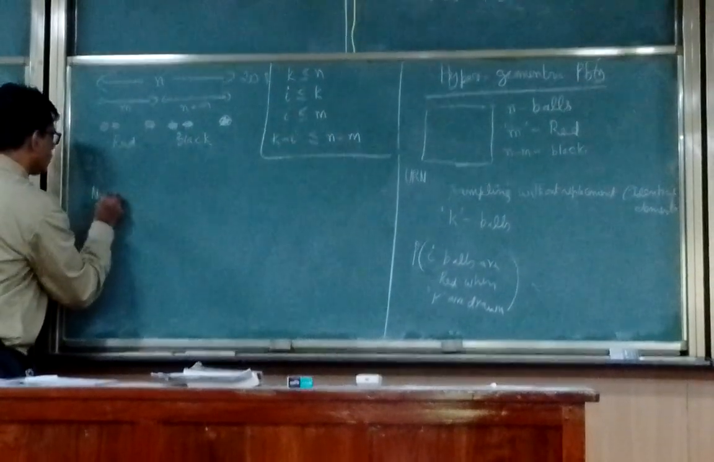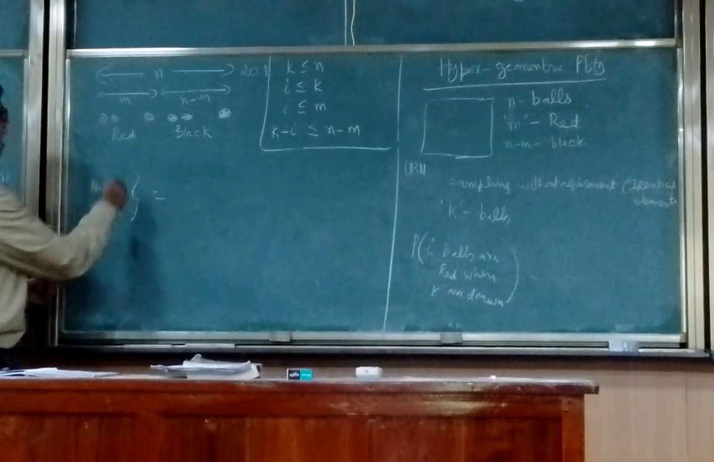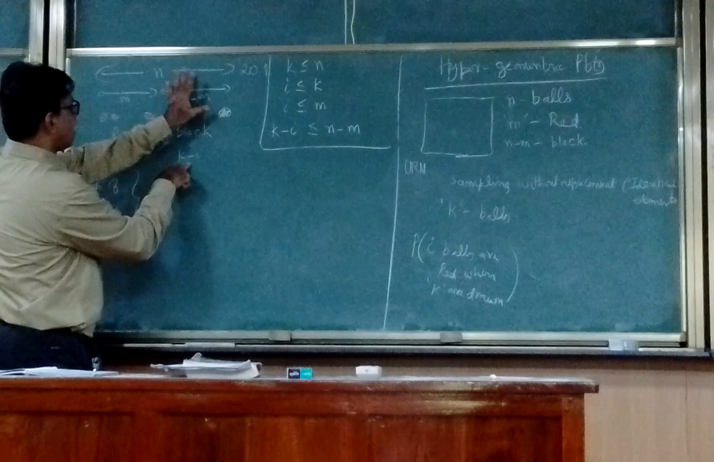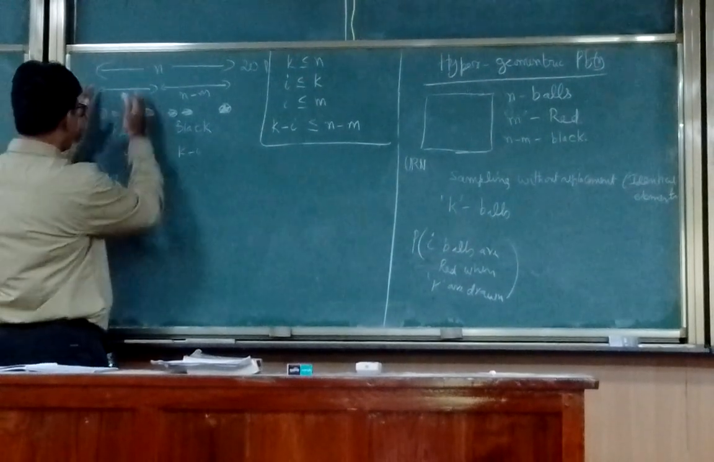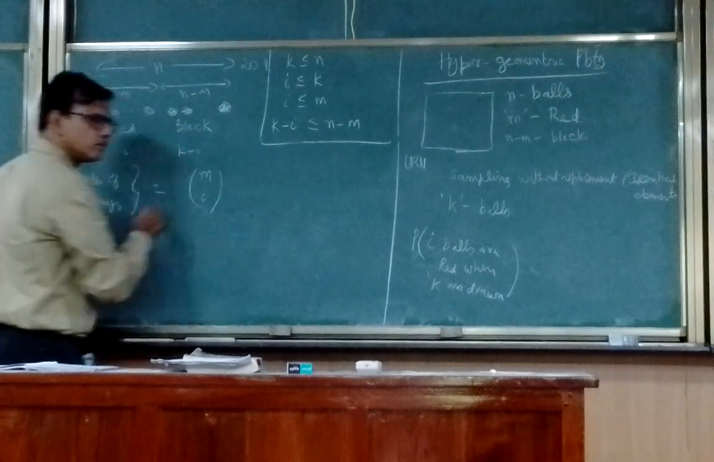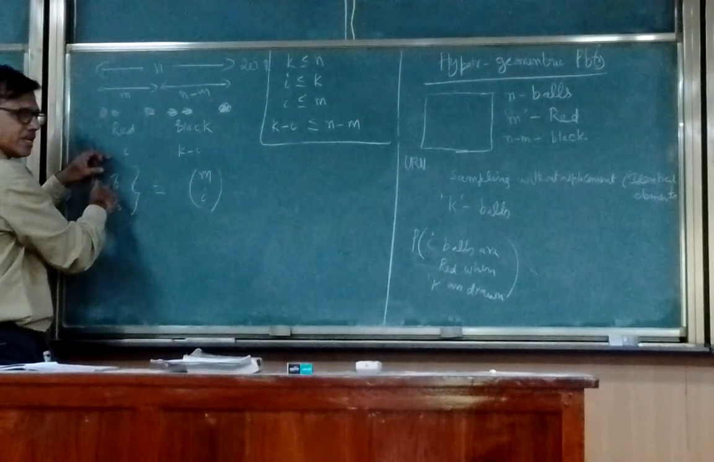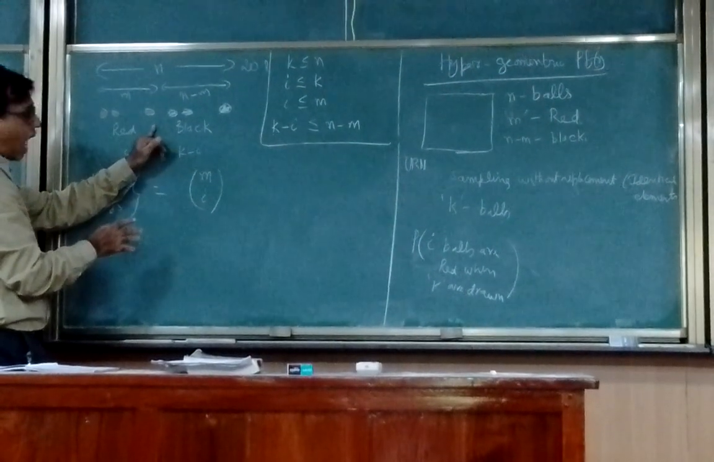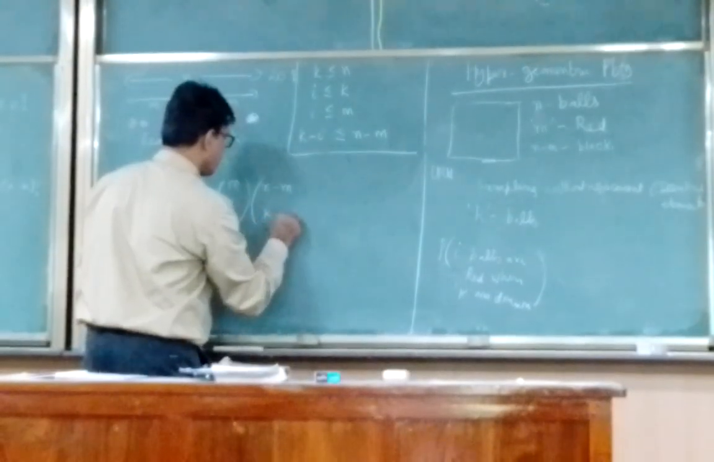Now the number of ways that this can happen is easy to find out. I have to choose I red and K minus I black. There are M red and N minus M black. The number of ways in which it can be done is M choose I, in which I am choosing I of them from M without replacement, so M factorial divided by M minus I factorial times I factorial, since it is unordered. In addition, I have to make sure that the remaining are black, then only exactly I will be red. So this alone is not enough.